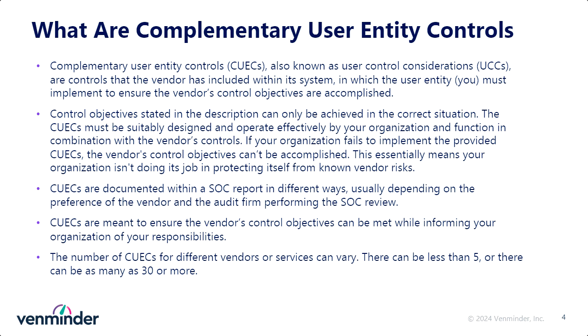But complementary user entity controls, also oftentimes called user control considerations, are controls that the vendor has included within its system in which the user entity, which is you, must implement to ensure that the vendor's control objectives are accomplished. What does that mean? That basically means that these are controls the vendor says you have to have in place in order for their product or service to operate effectively.